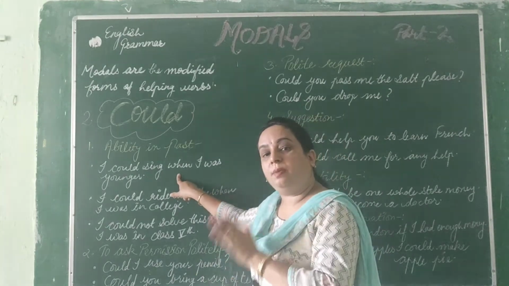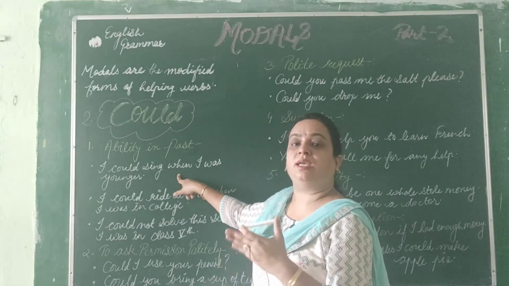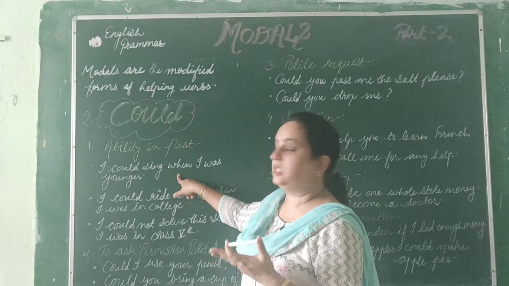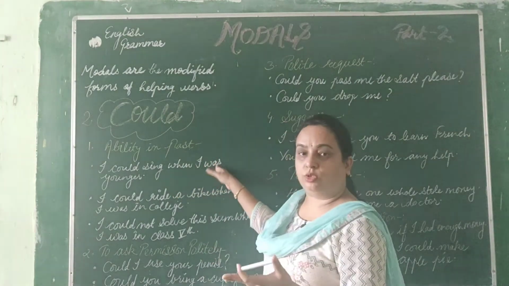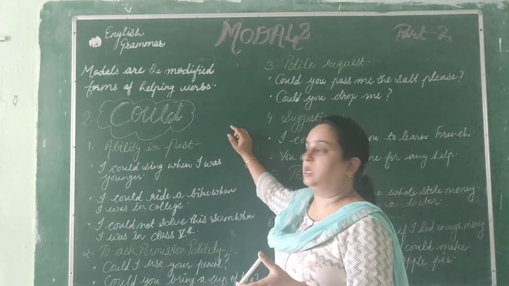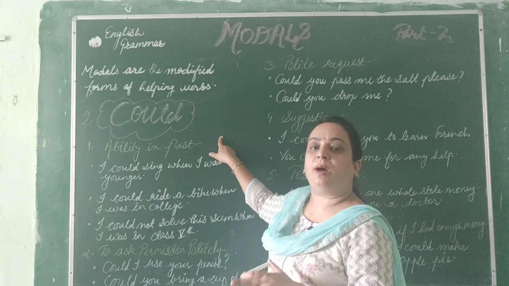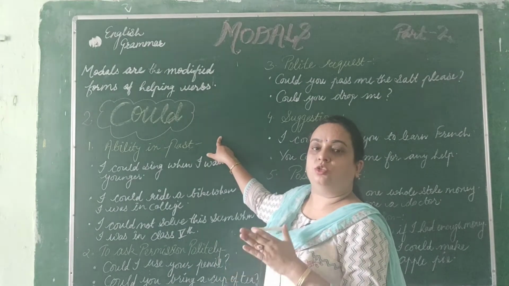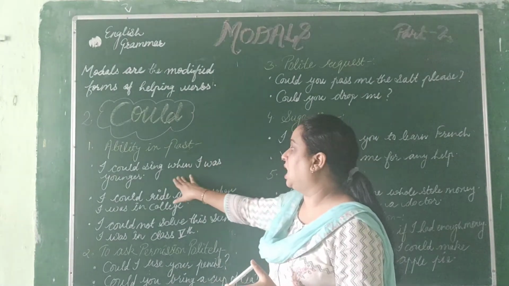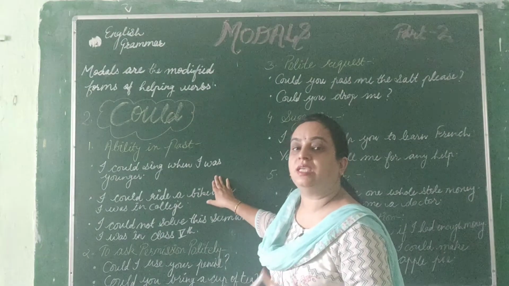लेकिन अगर अभी भी आप able हो उस चीज़ के लिए, so I can sing well. I can sing now also, right? So that is present possibility. But we are learning here use of could. That is past possibility. Clear? So that's why I have written here the sentence: I could sing when I was younger.